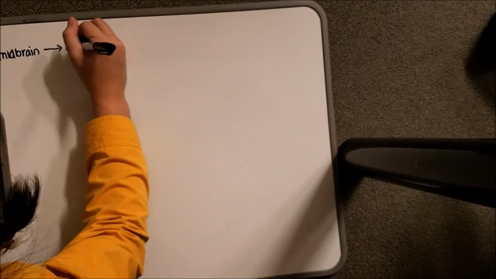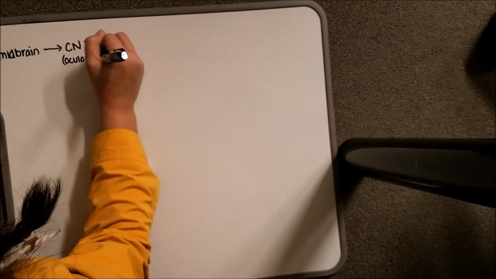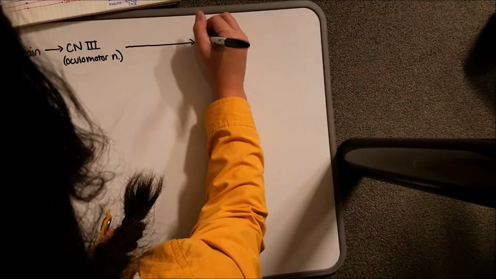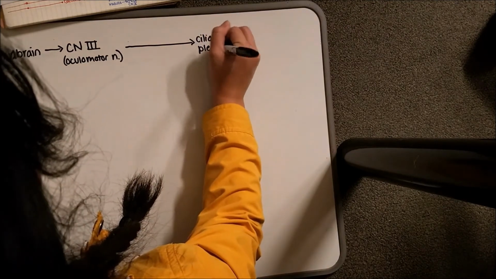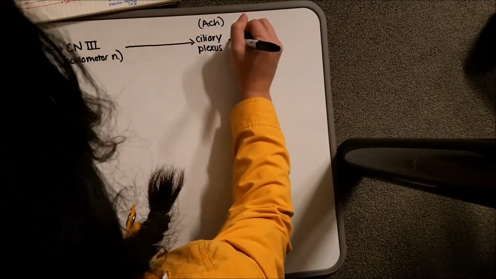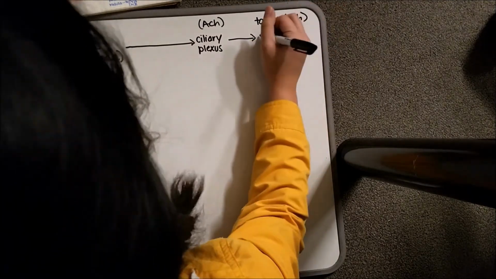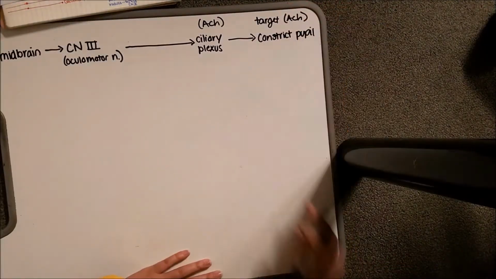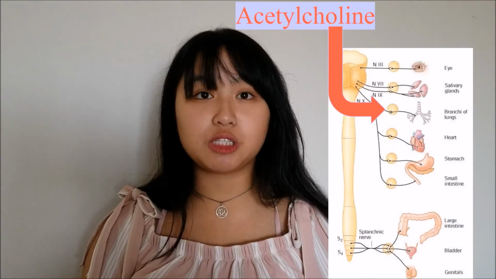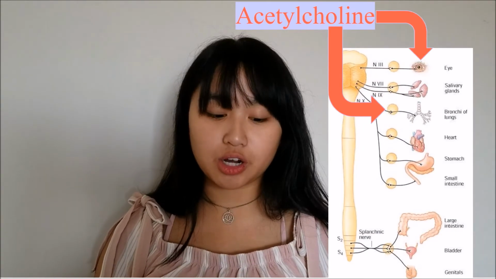The first nerve comes from the midbrain, which is cranial nerve 3, which can be referred to as the oculomotor nerve. This then goes to the ciliary plexus where acetylcholine is released, and then it goes to its target organ, the eye, where acetylcholine is again released, initiating the constriction of the pupil. It is important to remember for the following nerves and the target organs that target actions that I list, that acetylcholine is released both at the plexus and at the target organ.